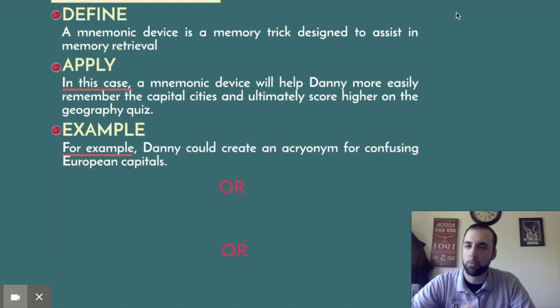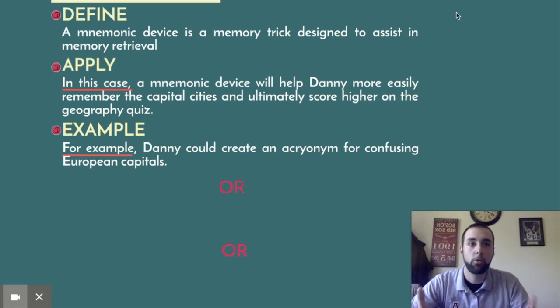Again, the prompt doesn't directly mention Europe, it just sort of mentions the world in general. However, by doing this, I've created a very specific example. Danny could create an acronym. Nowhere in the prompt does it talk about acronyms. You had to reuse your own long-term memory and understanding of the term.